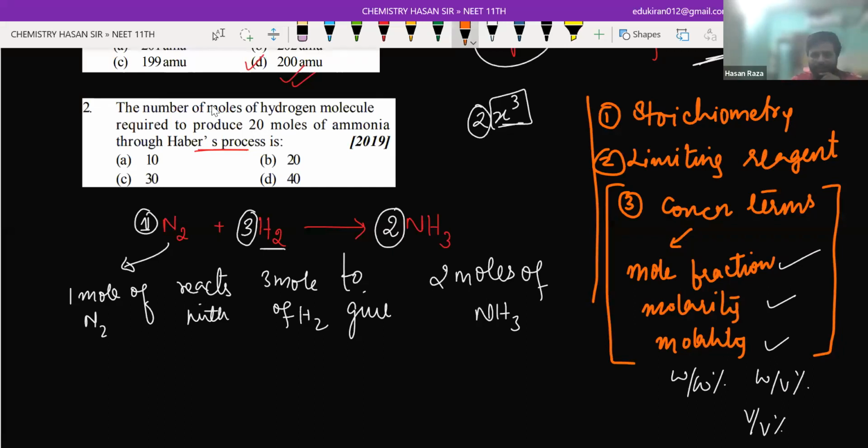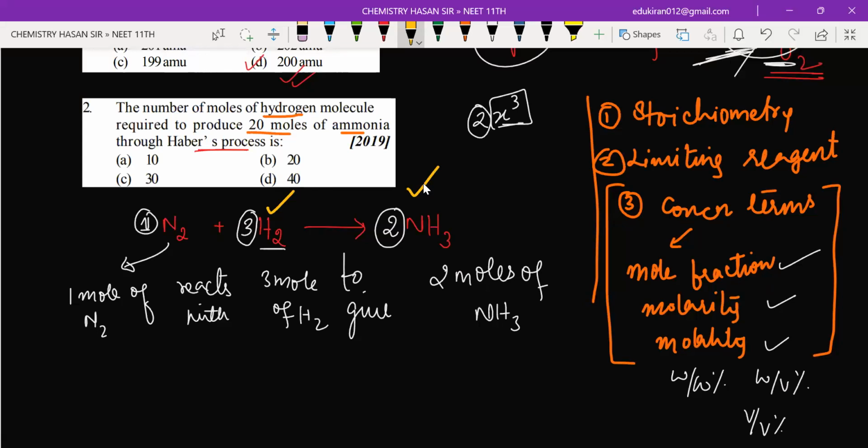Now in the question, you can see the number of moles of hydrogen molecule. Basically we need to calculate the number of moles of hydrogen to produce 20 moles of ammonia. Now you have two molecules given in the question, so you need to concentrate on both of them only. In the question it has been discussed about hydrogen and ammonia. Is that clear?